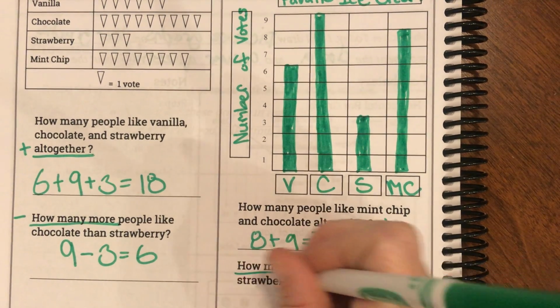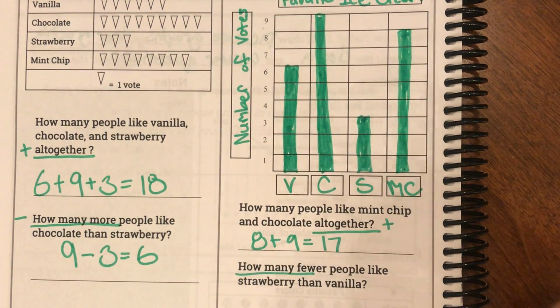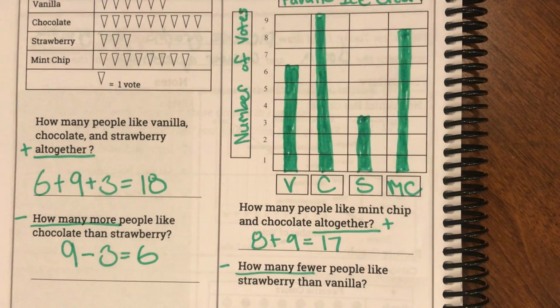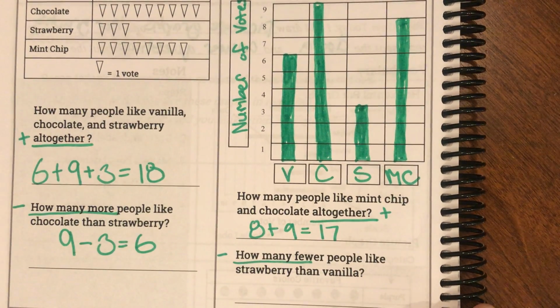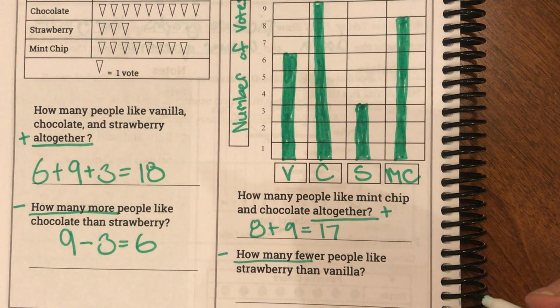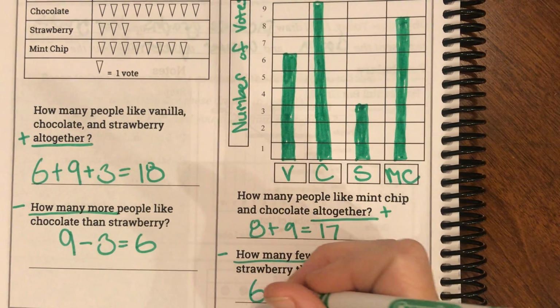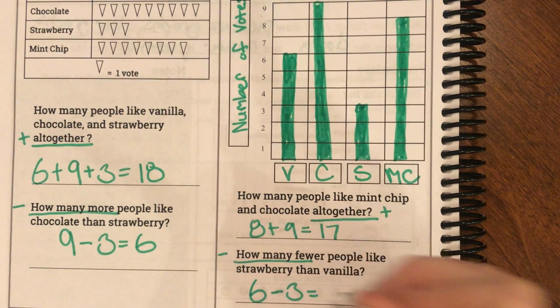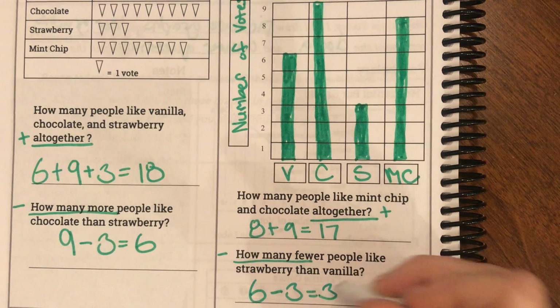How many fewer people like strawberry than vanilla? So how many fewer means we're going to subtract. Well, vanilla there were 6, and strawberry there was 3. So 6 minus 3, or take away 3, equals 3.